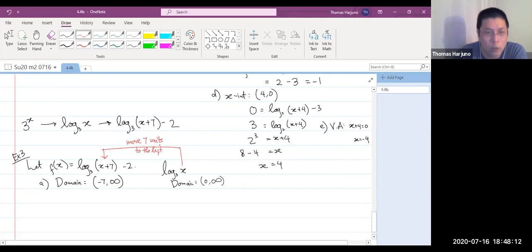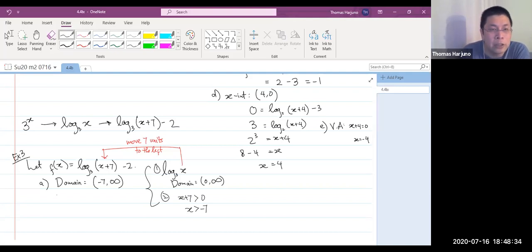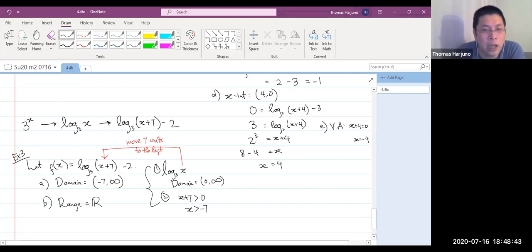Now, another way to look at that is you say x plus 7 should be greater than 0, so x should be greater than -7. Now, this second method is useful later on if the argument is not linear. Now the range, let me finish this part first. The range will be all real numbers. As long as your domain gives you the argument from 0 to infinity, then the range will be all real numbers. Now, part 3, how about the y-intercept?